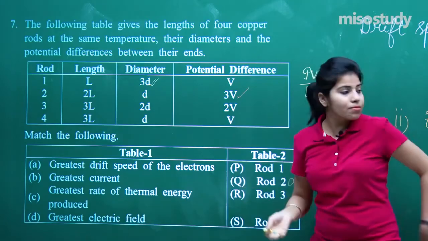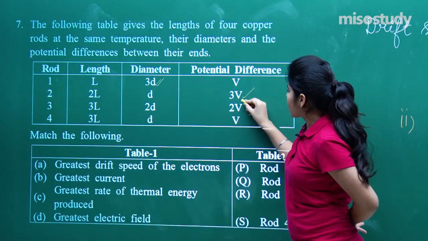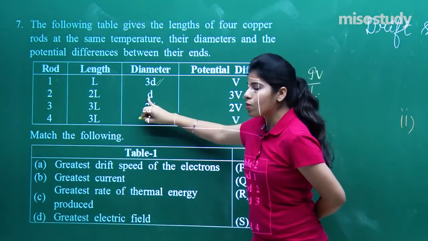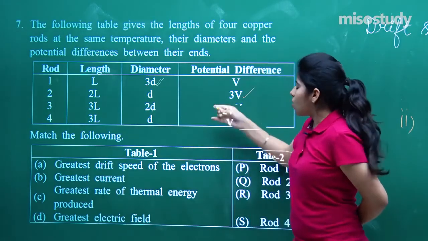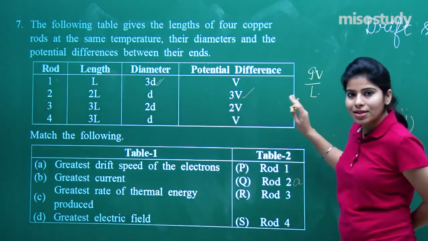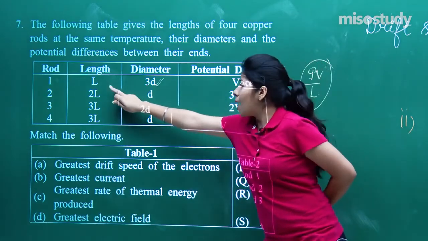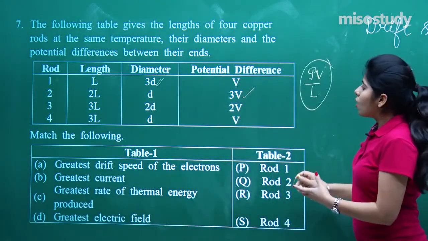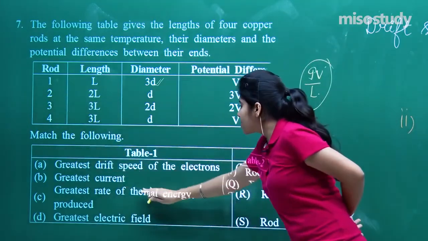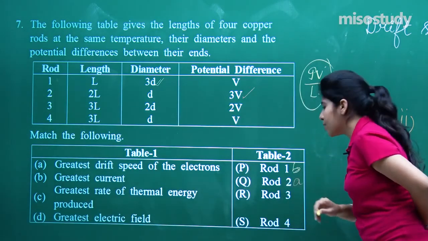But similarly, if I am just considering the voltage, maximum voltage is across this. So that means again V into d square. Okay, just leave this option, we are having our answer. You can just understand up to this point also, the maximum is 3d square by L, right. So now this is rod number 1, that means greatest current will be for rod number 1, or we can write it as option B, right.